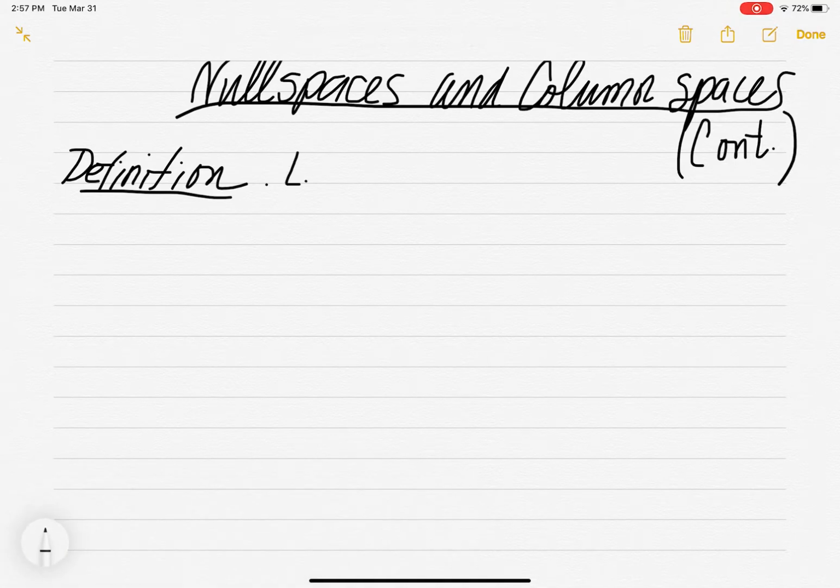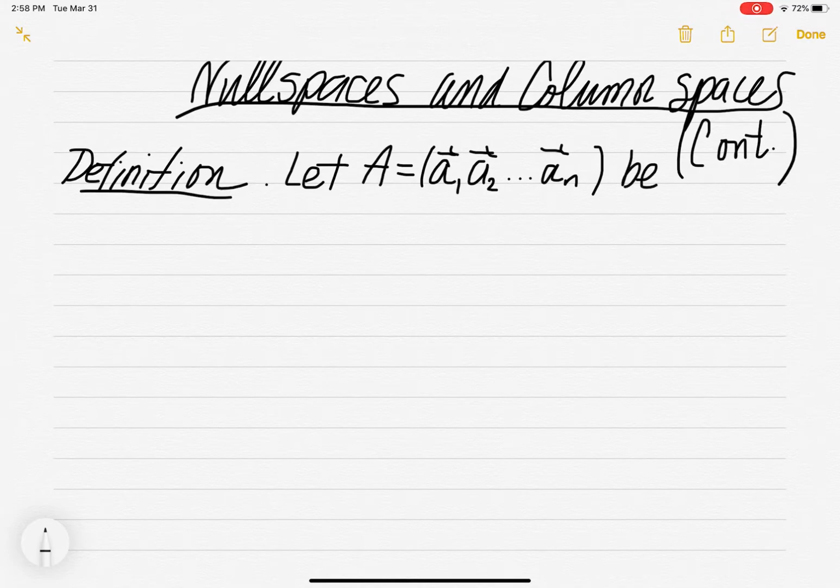So let's say you have a matrix that's m by n. So let's say you have a matrix capital A, and it's of the form first column A1, second column A2, and so on and so forth, the nth column AN. Let A be an m by n matrix. We want to define the column space of A.